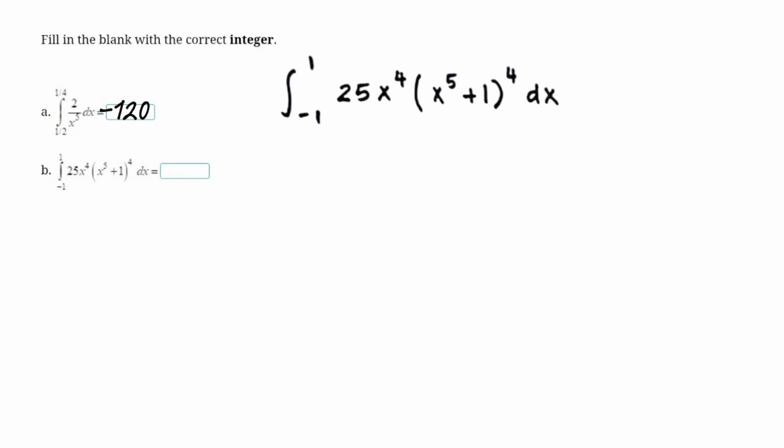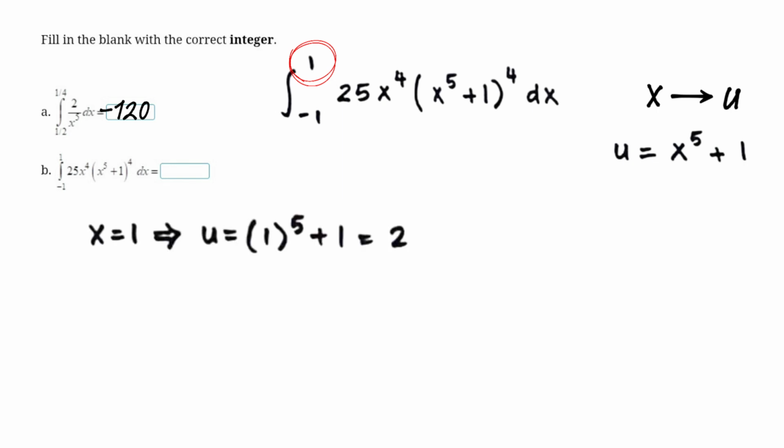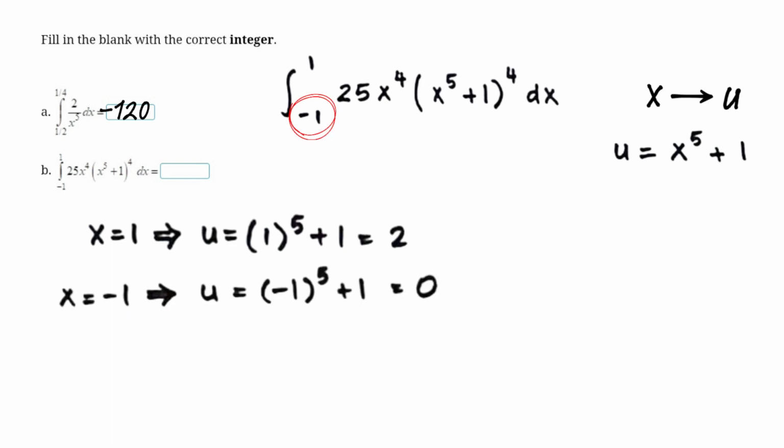Now, let's have a look at our boundaries, or limits. This is a definite integral, meaning it has upper and lower limits. Since we are changing our variable from x to u, we must also change our limits of integration to match the u limits. We can do that by substituting the original x limits into the u equation. U equals x to the fifth power plus 1. For the upper limit, u equals 1 to the fifth power plus 1 equals 2. For the lower limit, u equals negative 1 to the fifth power plus 1 equals 0. So, our new interval of integration is from 0 to 2.